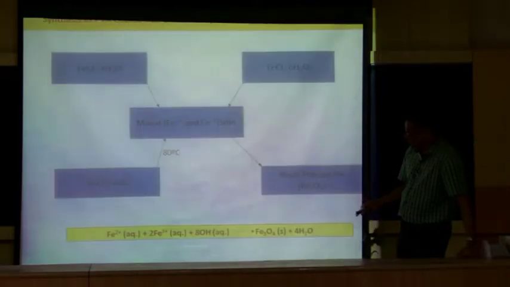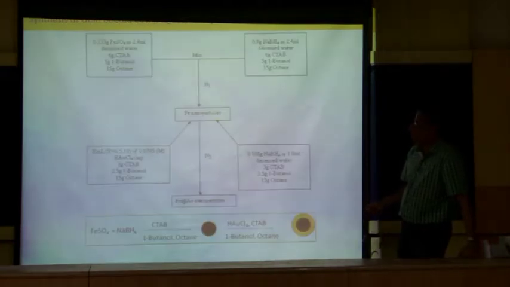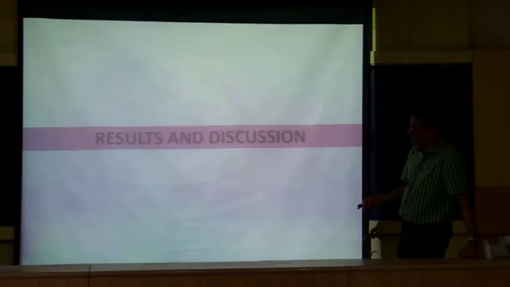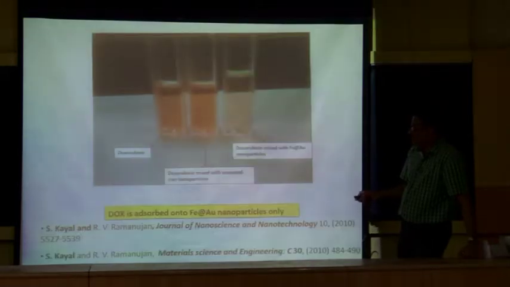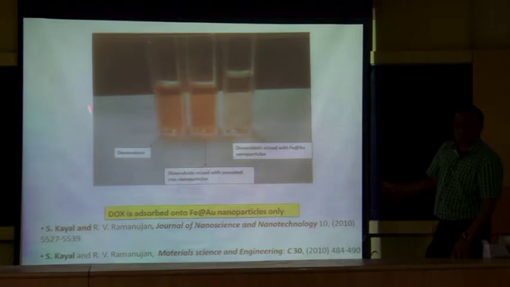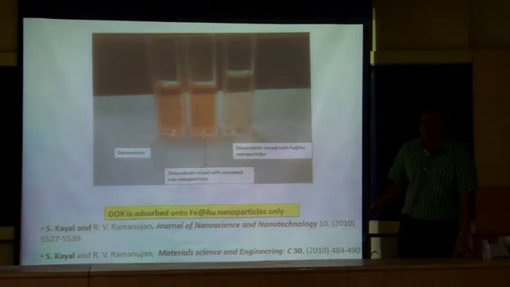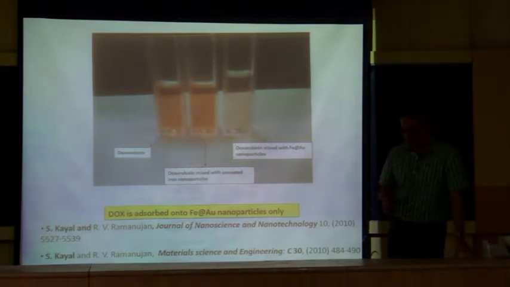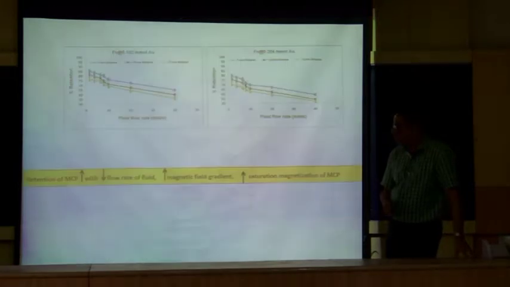So we actually did some work on using such particles. We made some iron oxide, and in this case we took gold as the shell, and we can add the doxorubicin. You can see the color is changing from orange to colorless because of the absorption of the doxorubicin.